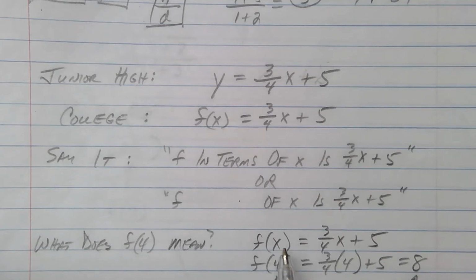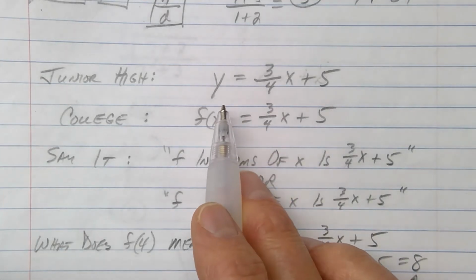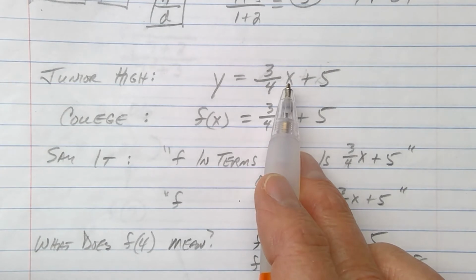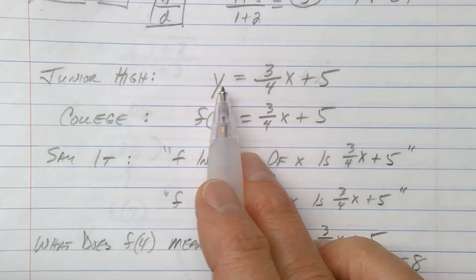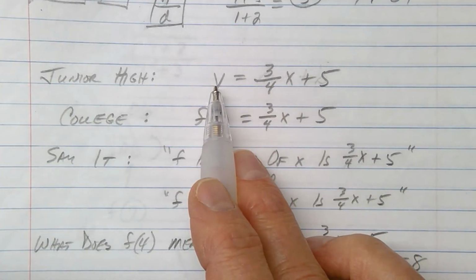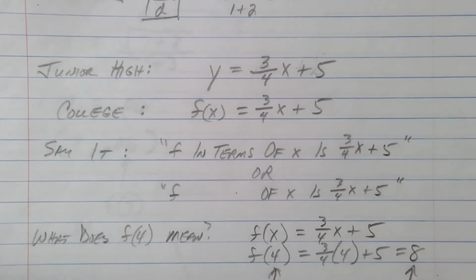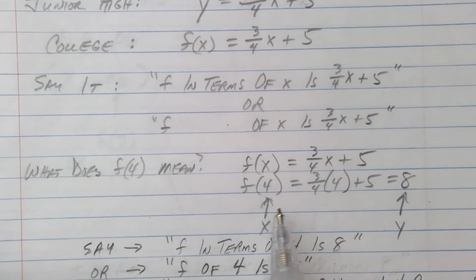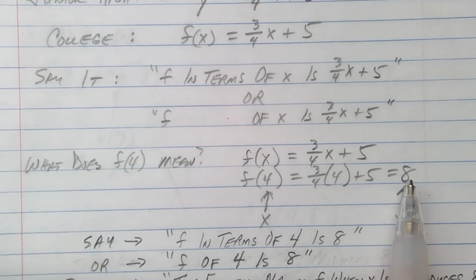This is your x. Whatever's in the parentheses, that's your x number. That's your input. This is your y. This is your output. So 4 went in, 8 came out. X went in, y came out. Input, output. So think of x and y as a pair, all right? Same thing up here. We put 4 in for x, and y turned out to be 8. If 4 is x, then y is 8. It's all the same thing. We're just writing it a little bit differently now.